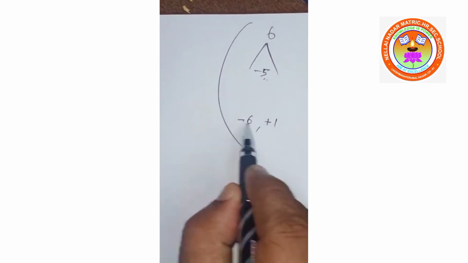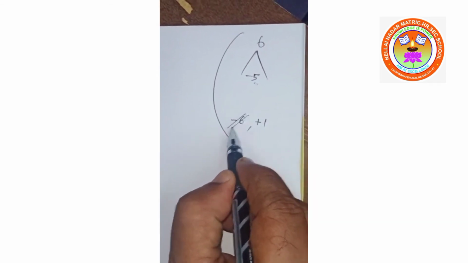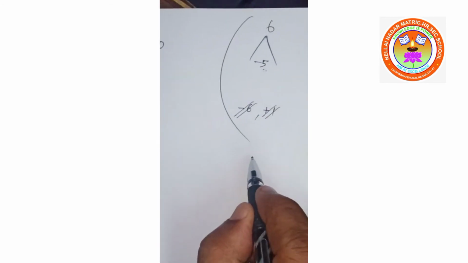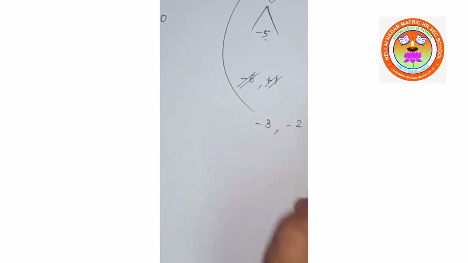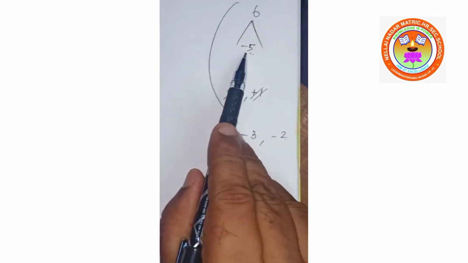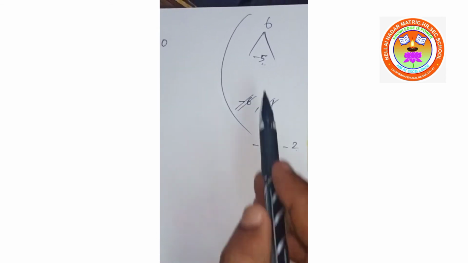But multiply the two numbers, you are getting minus 6. But we need plus 6. Therefore, these two numbers are not possible. So what to do? Have to take minus 3 and minus 2. Add the two numbers, minus 3 and minus 2 together, minus 5. Multiply the two numbers, minus into minus plus, 3 2s are 6.